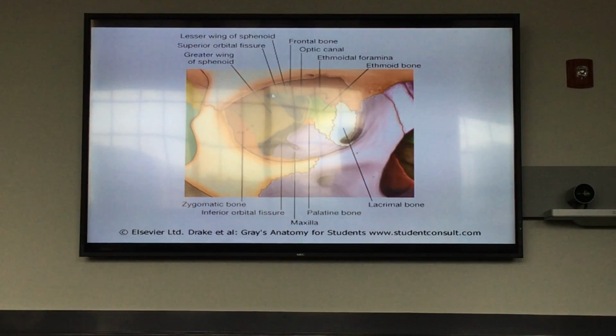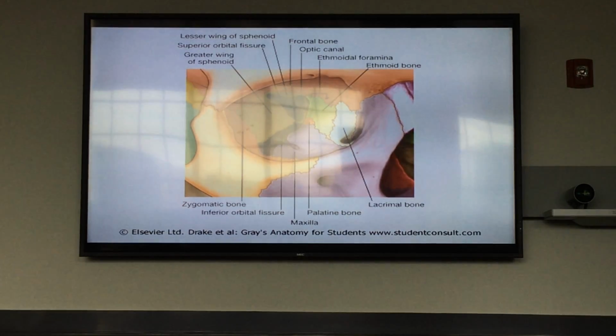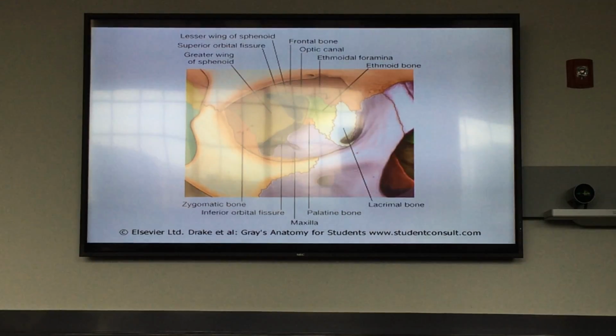Within the greater wing of the sphenoid is where you're going to find the superior orbital fissure, which is a large crevice that allows a number of cranial nerves to pass from the internal aspect of the cranial cavity to the orbit itself.